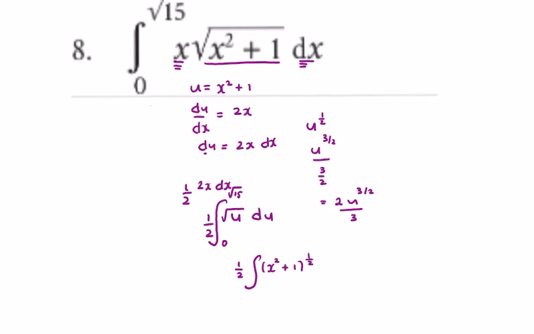So this is going to be equal to a half on the outside times 2 over 3. I'll factor out the 2 over 3. And u to the power of 3 over 2 is the square root cubed, or the cube can go inside. I think I'll put it inside. It's going to be x squared plus 1 to the power of 3 over 2. The 2 is the invisible 2 in here that we don't see. So my 2's will cancel. This is all between root 15 and 0.